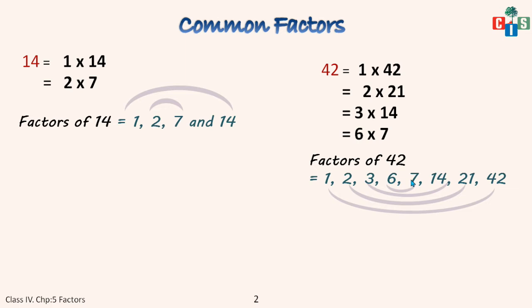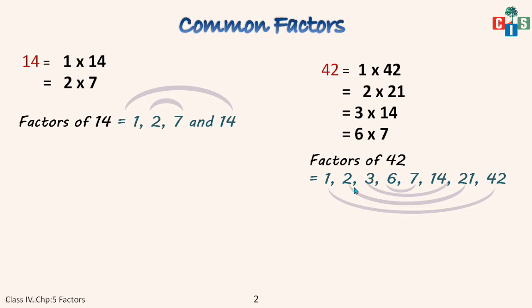Fine. Now we have found the factors of two different numbers, but our question is to find common factors. I am explaining common factors. To take common, we need two numbers. So I have to see which factors are common between 14 and 42.